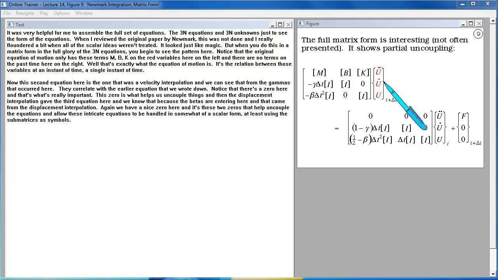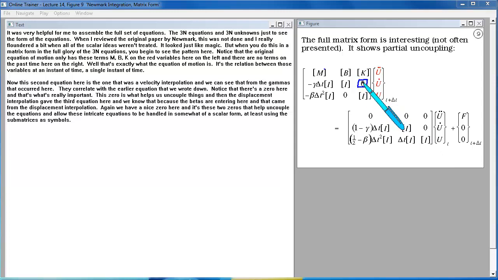Now, the second equation here is the one that was a velocity interpolation, and we can see that from the gammas that occurred here. They correlate with the earlier equation that we wrote down. Notice that there's a zero here, and that's what's really important. This zero is what helps us uncouple things.